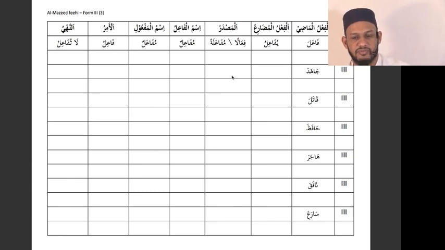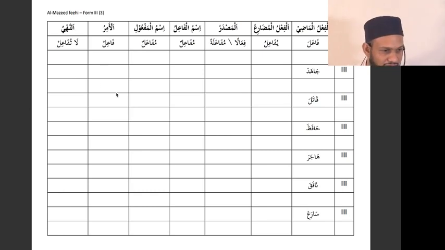The one who fights or exerts or strives is called a mujahid. A mujahid is the one who fights and exerts themselves. The one who is fought or that which is striven against is called the mujahad. The amr is jahid, fight, strive. Nahi is la tujahid. Don't fight, don't strive. Okay. Next one. You all with me?